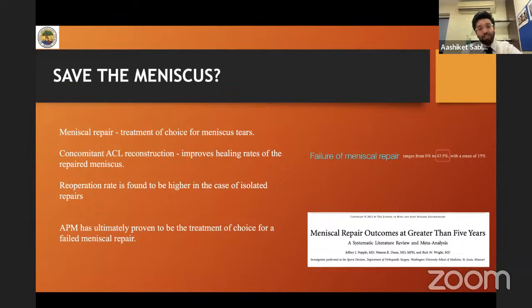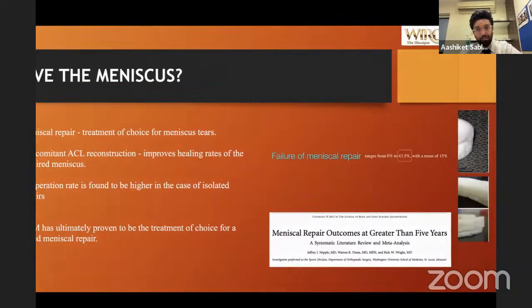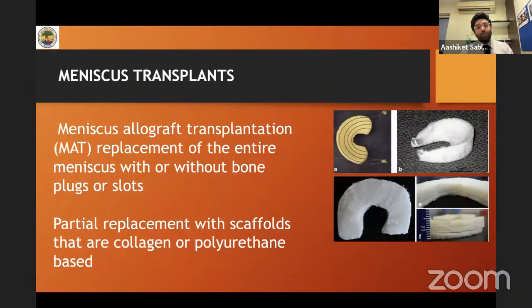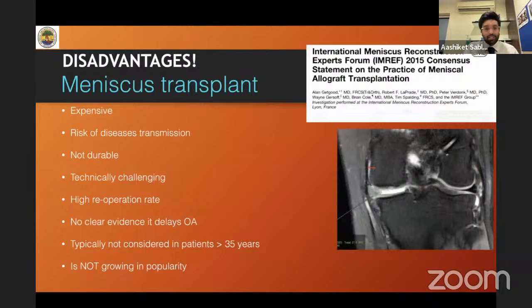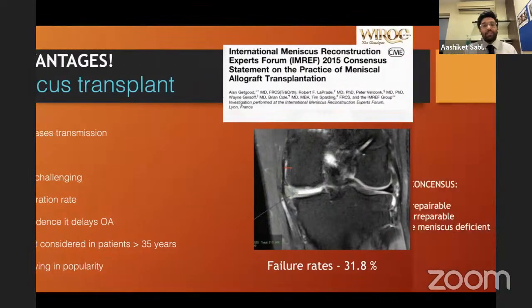And arthroscopic partial meniscectomy is ultimately proven to be the treatment of choice for a failed meniscal repair. Nowadays in vogue are the meniscal transplants, which can either be a total transplant or a partial replacement of the meniscus. But this also has some disadvantages as shown here. And the failure rate of a meniscal transplant is reported to be around 31.8%.